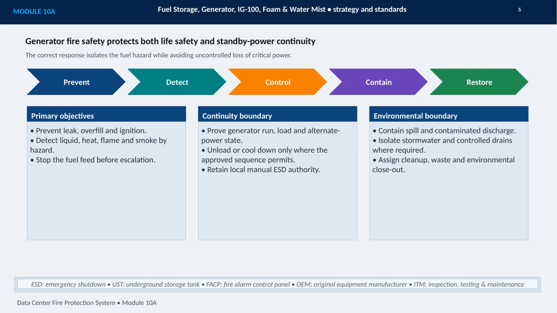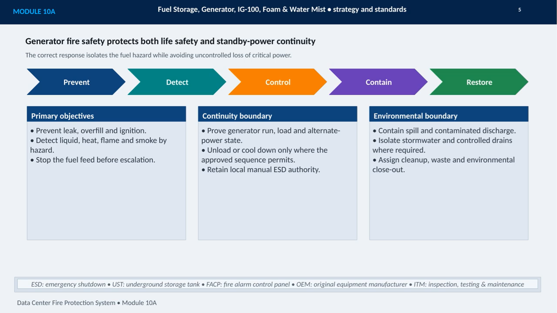Prevention addresses leaks, overfills, and ignition sources. Detection must match the hazard, including liquid, heat, flame, and smoke. Control means stopping the fuel feed before the incident escalates, while containment limits spill and contaminated discharge.